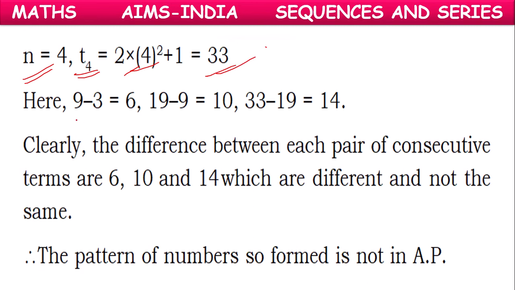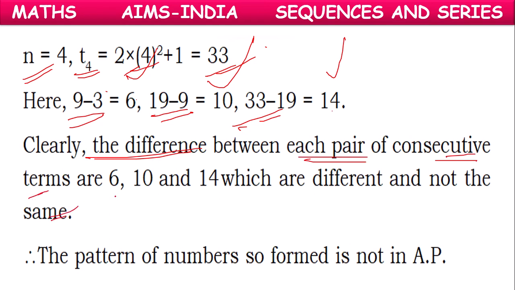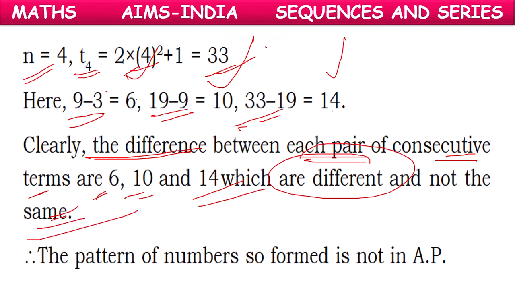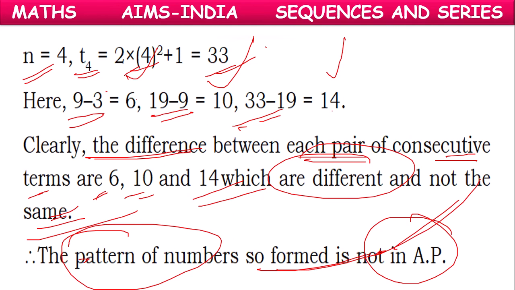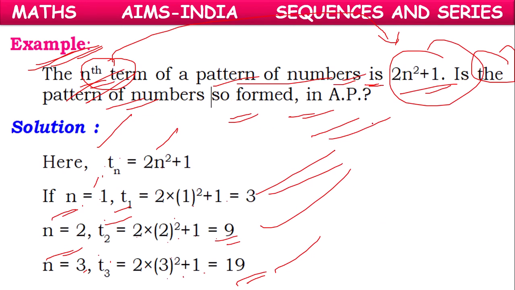If we take the differences T2 minus T1, T3 minus T2, T4 minus T3, the differences are 6, 10, 14. The differences between consecutive terms are different and not the same. So the pattern of numbers so formed is not in AP. So if they give the nth term and we frame different numbers by it, it is not compulsory that the sequence of numbers is in AP.